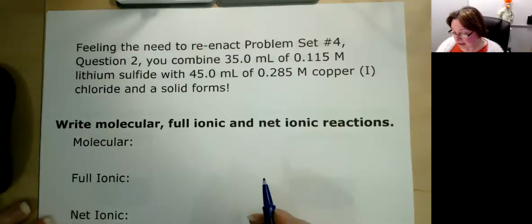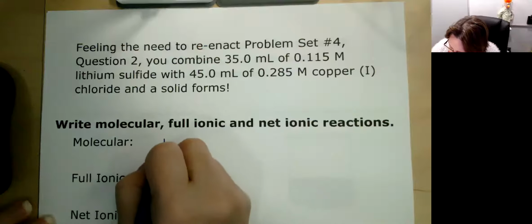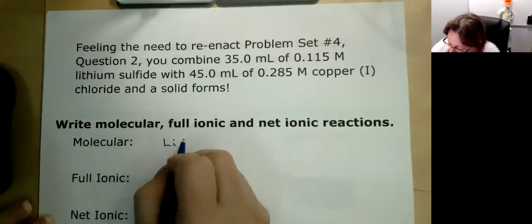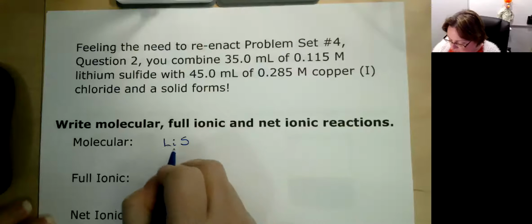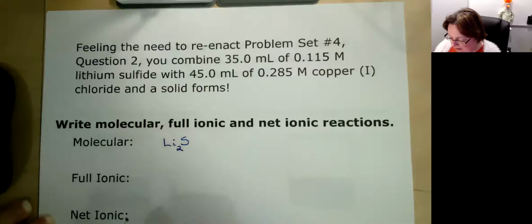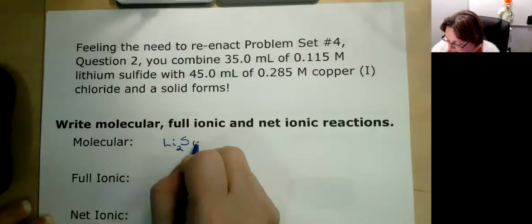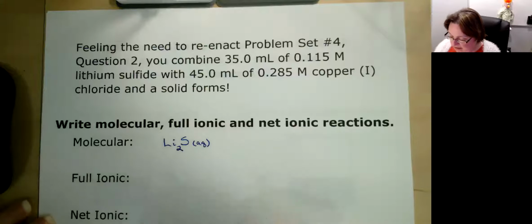It's an ionic compound made of lithium and just sulfur. That's not one of our polyatomic ions. Lithium has a +1 charge, and sulfur tends to get a -2 charge. So we'll need 2 lithiums for every 1 sulfur. And we're told that this is a solution, so we know it's aqueous.